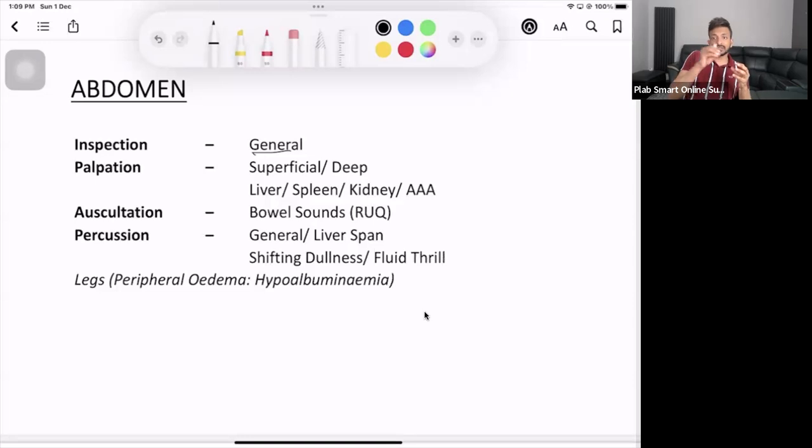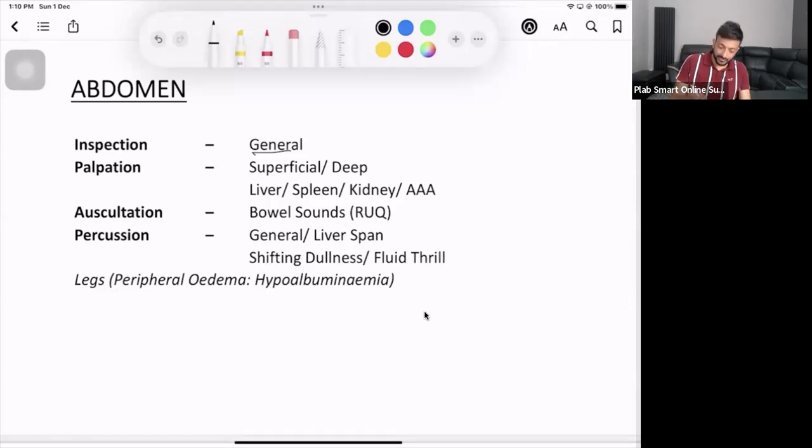Then auscultation, you just listen to the bowel sounds. Where you're going to listen, just 1-2 centimeters away from the umbilicus on the left or right side, you can listen to it, right? And before you say there is absence of bowel sounds, make sure you listen for at least how much time? You listen for at least 2 minutes before you say there are absent bowel sounds, right?